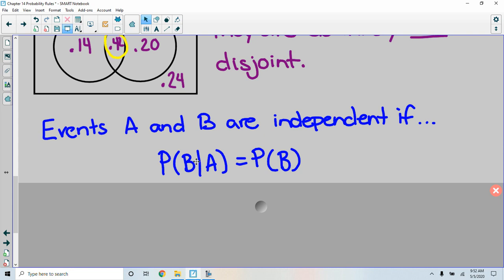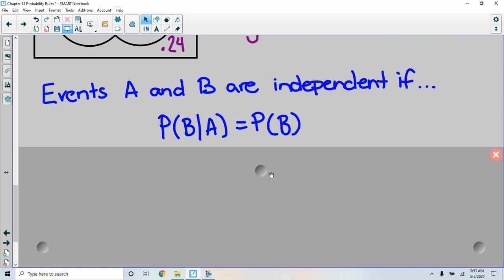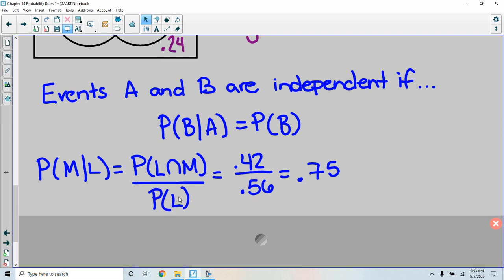If they're independent, then the probability of event B happening, given event A already happened, will be equal to event B happening even if A didn't happen. So that means that event A didn't change the probability of event B happening. That's a little abstract. So in relation to our problem, if the probability of somebody having a meal plan given that they live on campus is the same as the probability that they have a meal plan in general, then those events will be independent. If they're different, that means that the living on campus part affected the probability that you have a meal plan.